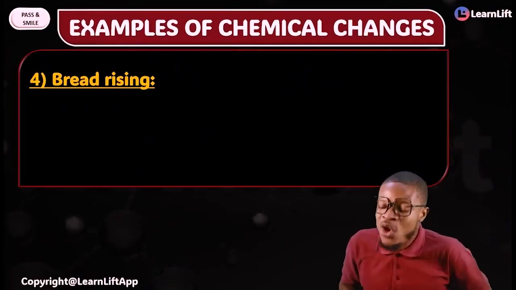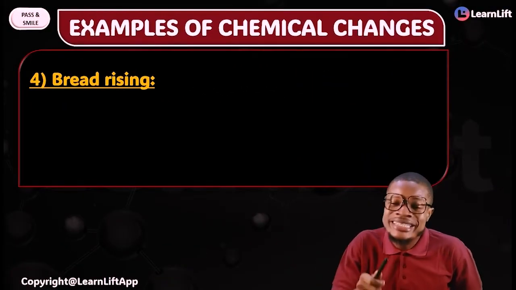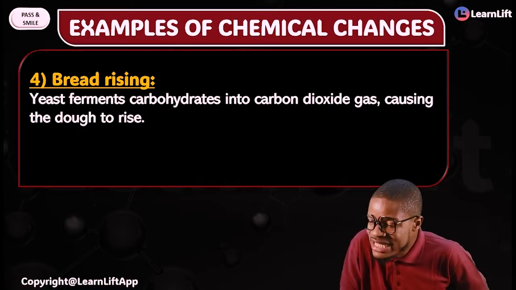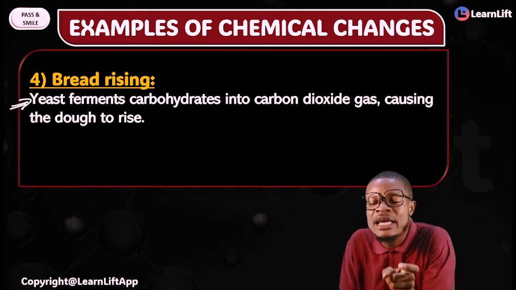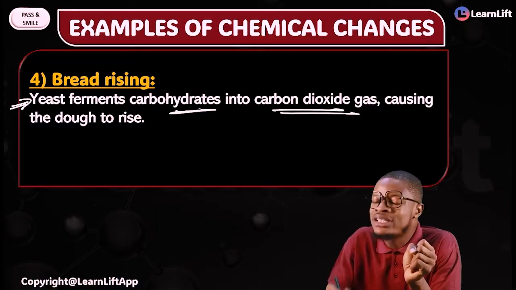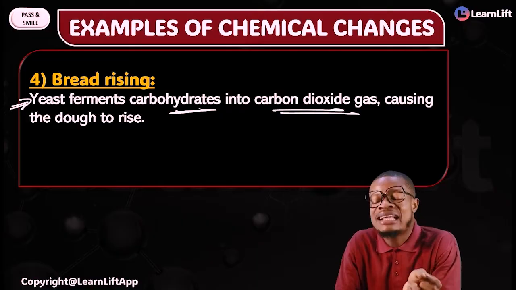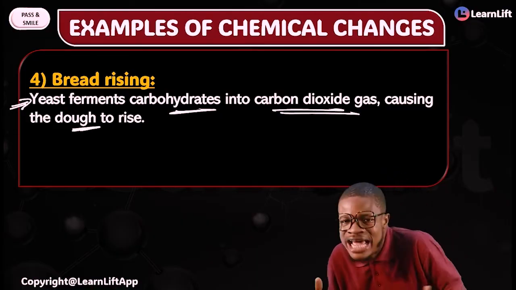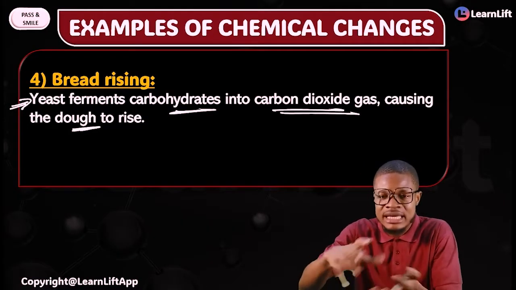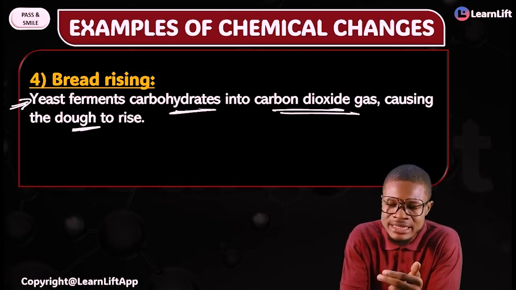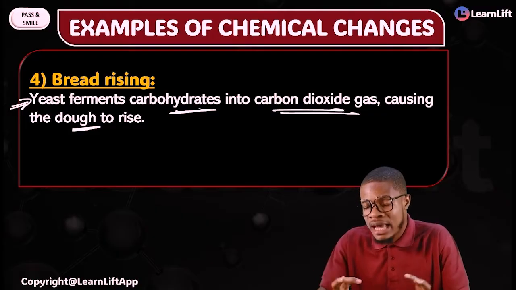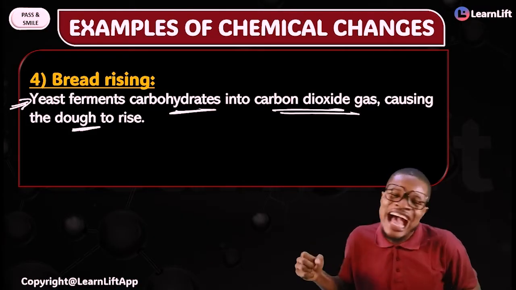Number 4 is called your bread rising. What is it that makes your bread rise? What makes it rise is your yeast. All they need is yeast. So yeast ferments carbohydrates into carbon dioxide gas, and that is what causes your dough to rise. Have you seen where they are producing bread before, where they carry your flour and other different substances and then mix them together? What you give birth to is your dough, right? What will make that dough rise is the presence of yeast, and then you go and put it in the oven, and then you now have your big bread. Are you with me?